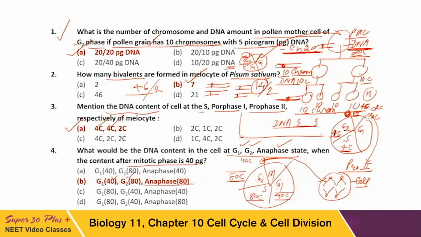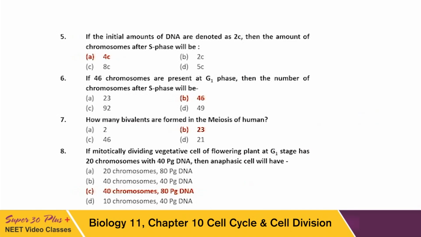This is 80. Is it? G1 is 40, S is 80, G2 is 80. Here how much will that be? This will have 80C of DNA, and anaphase also will have 80C DNA, because cytokinesis has not taken place. That is, the two nuclei have not been formed so far. The two cells have not been formed so far. Is it right?